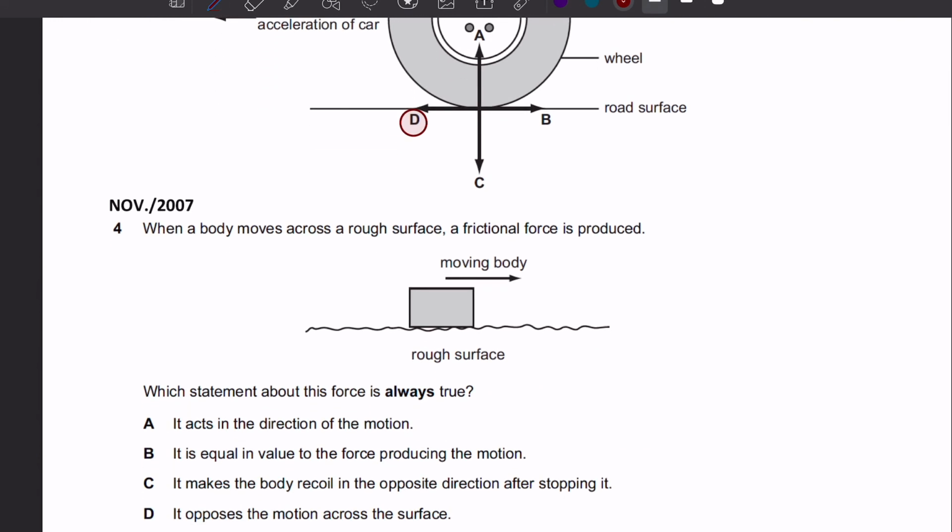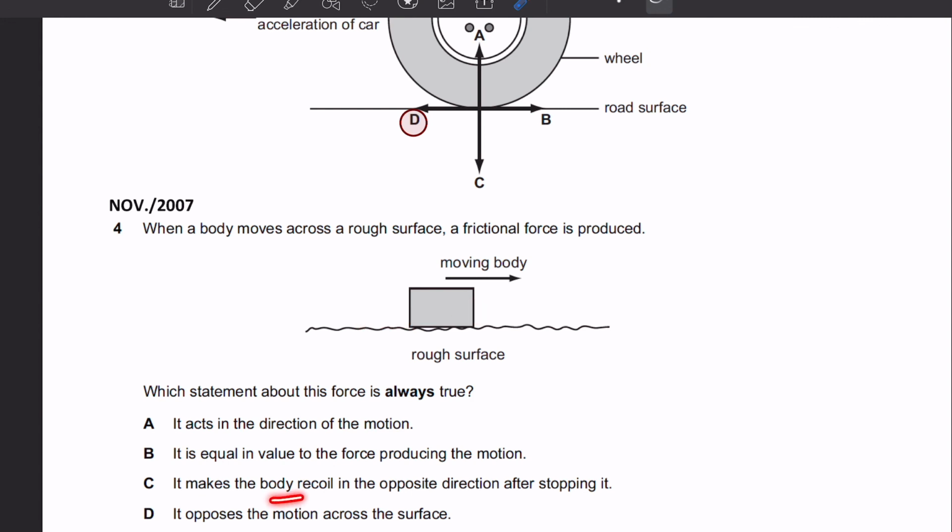The next question says, when a body moves across a rough surface, a frictional force is produced. Which statement about this force is always true? It acts in the direction of motion. No, it doesn't. It acts opposite to the direction of motion. It is equal in value to the force producing the motion. That is also not true, because if the forward force is larger, then it must be accelerating, and if the frictional force is larger than the forward force, then it must be decelerating. So both possibilities are there. It could be larger than the forward force, or it could be smaller than the forward force.